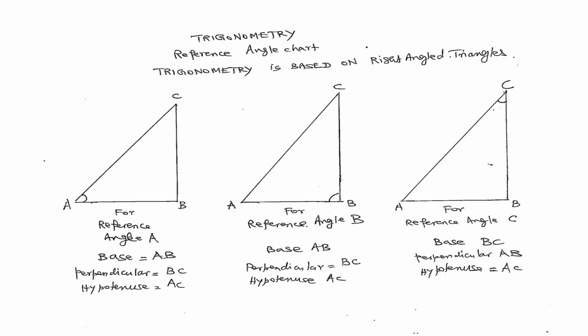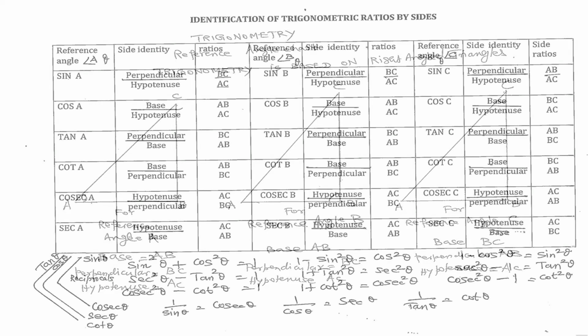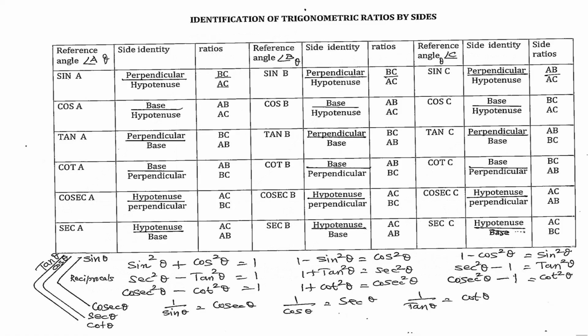Now coming to sin A, sin B and sin C. Sine is given by perpendicular by hypotenuse, cosine is given by base by hypotenuse, tangent is given by perpendicular by base, cotangent is given by base by perpendicular, cosecant is given by hypotenuse by perpendicular, secant is given by hypotenuse by base. The ratios being with reference to the picture.